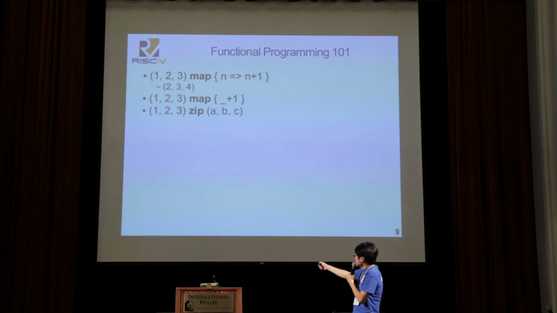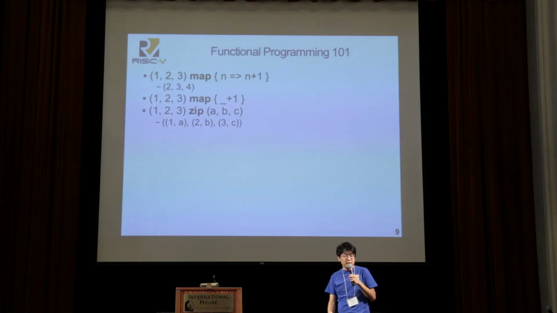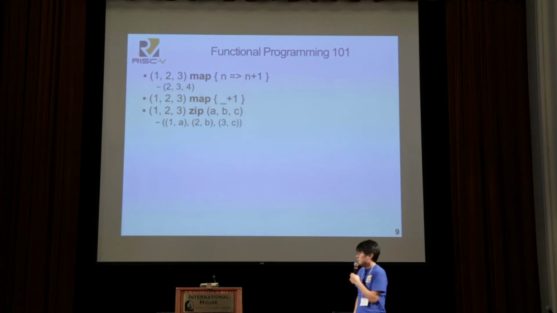So zip means I'm going to take the first element of each list, make a tuple, and then make another tuple with the second elements and another tuple with the third elements and return a list. This is really helpful when you're trying to connect two things together. You zip them, and then you connect them.